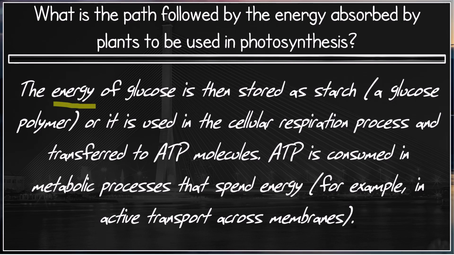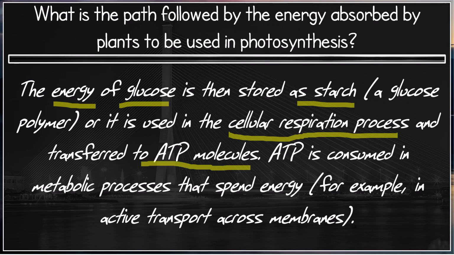The energy of glucose is then stored as starch, a glucose polymer. It is used in the cellular respiration process and transformed into ATP molecules. ATP is consumed in metabolic processes that spend energy, for example, in active transport across the membranes.